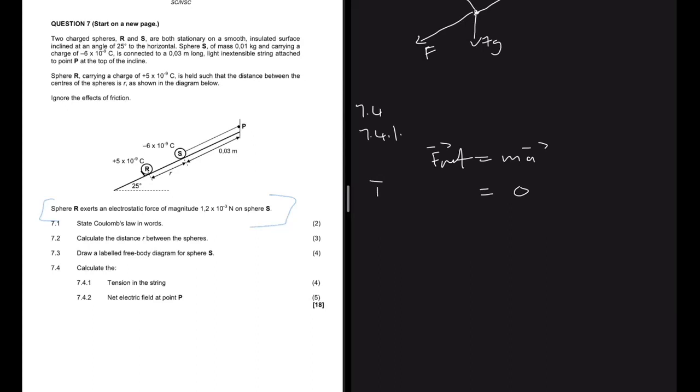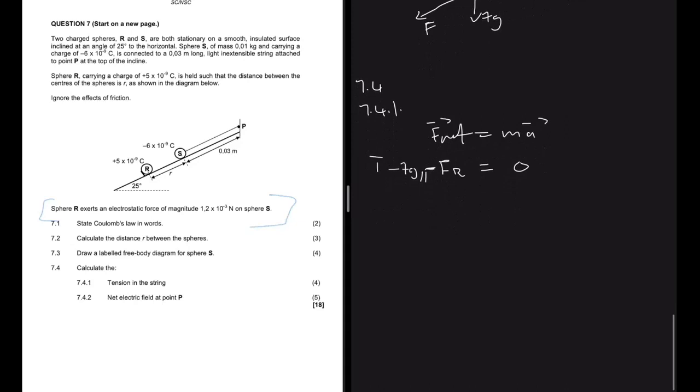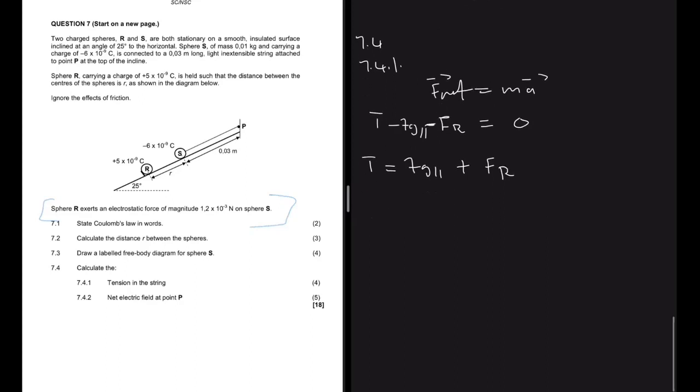Okay, so let me go ahead and do that. So I'm going to have tension minus Fg parallel minus F applied by R, right? Which we are given as 1.2 times 10 to the minus 3 Newton. So the tension is our unknown. So there we have it. Let's take Fg parallel and F R to the other side. Therefore, we're going to have Fg parallel plus F, the electrostatic force exerted by R, right?